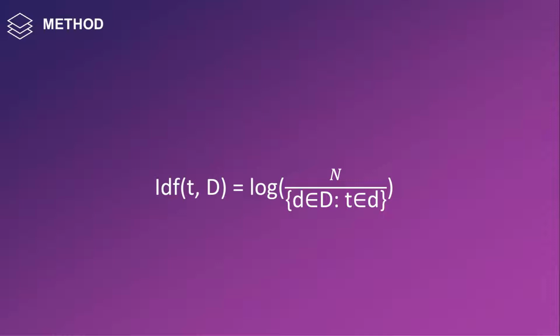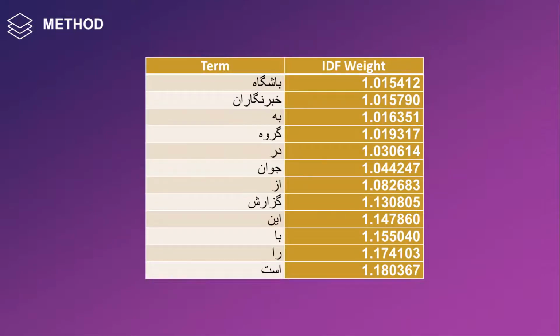T stands for the term, D stands for the document, and D capital stands for the total number of documents in the corpus, and N capital stands for the total number of documents in the corpus. Also, the phrase the element of D capital, T element of D refers to the number of documents in which the term T has appeared. So, the smaller the IDF number, the more common the term is in the corpus.